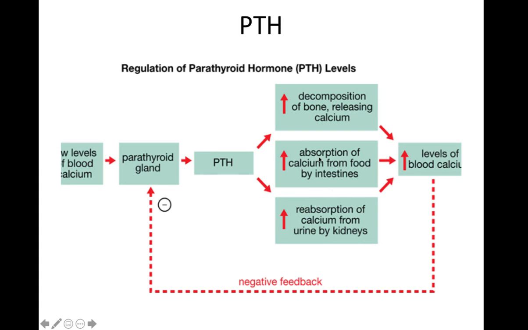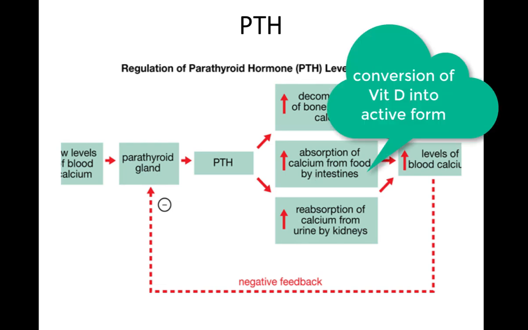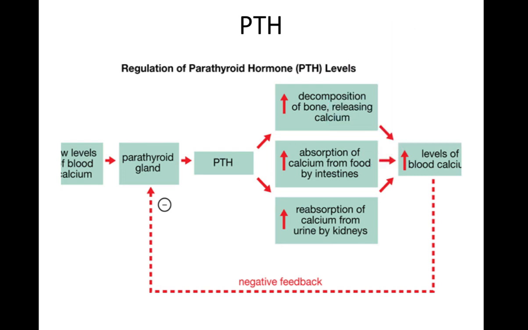The other organ affected by parathyroid hormone is the intestine. The parathyroid hormone increases absorption of calcium from food by the intestine. It does that by converting vitamin D to an active metabolite. This active metabolite increases the absorption of calcium by the intestine.